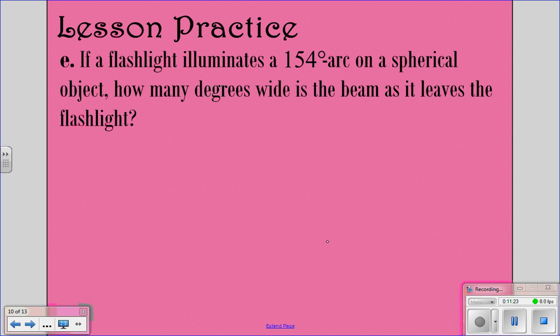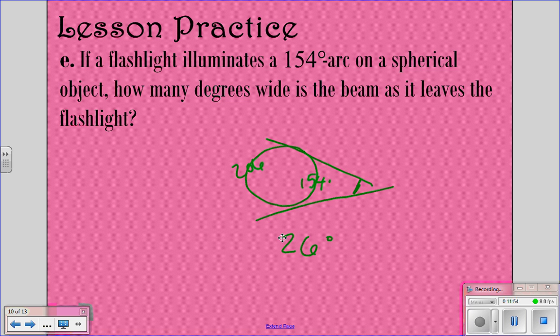So you're going to say 360 minus 154 is 206. We've got our circle here, and this part is 154, and this one is 206. So if we're solving for this angle, 206 minus 154 is 52, and then if you divide that by 2, you get 26 degrees. And so that would be your answer for that practice problem.